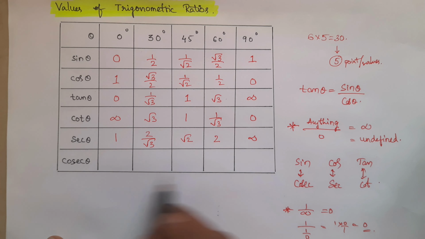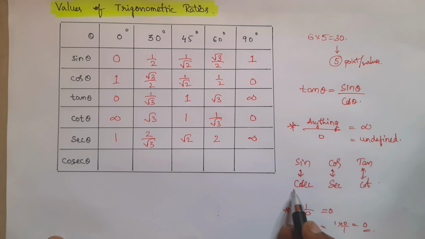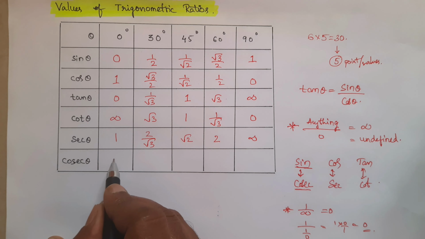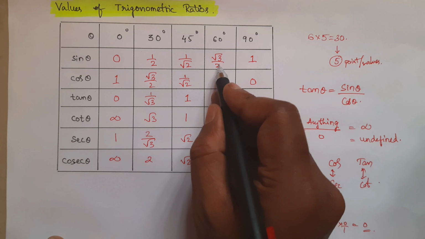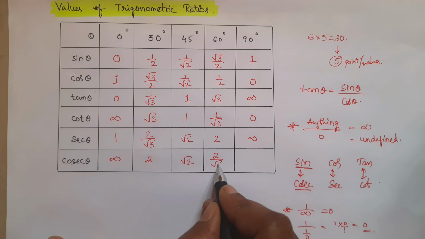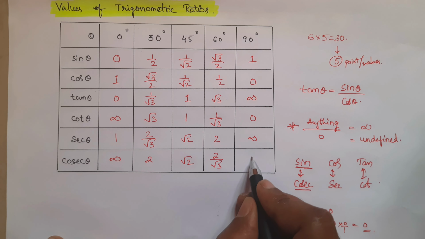Next, the last and final, the cosecant. Cosecant is reciprocal of sine. So 0 reciprocal is 1 by 0, undefined, and then 1 by 2 is 2. 1 by root 2 is root 2. Root 3 by 2 is nothing but 2 by root 3, and reciprocal of 1 is always 1.